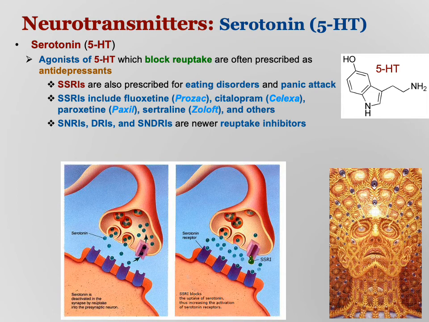SNRIs, DRIs, SNDRIs are newer reuptake inhibitors. Can you figure what those are? SNRIs, serotonin norepinephrine reuptake inhibitors. DRIs, dopamine reuptake inhibitors. SNDRIs, that inhibits everything: serotonin, norepinephrine, dopamine.